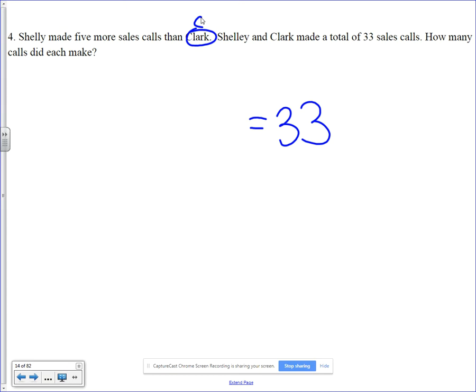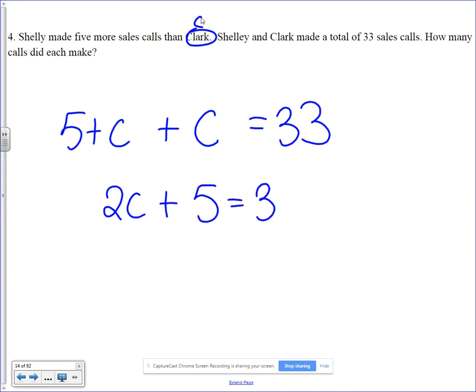What do I know about Shelly? What does 5 more mean? Plus, not times, not 5 times more, 5 more. So 5 plus C, there's Shelly, right? Is that okay for everybody? What are we using for Clark? Nope, what are we using for Clark? We're using C for Clark. Everybody all right? So that's acceptable. But if you wanted to, you could actually put these two C's together. It would be 2C and then plus the 5 equals 33.